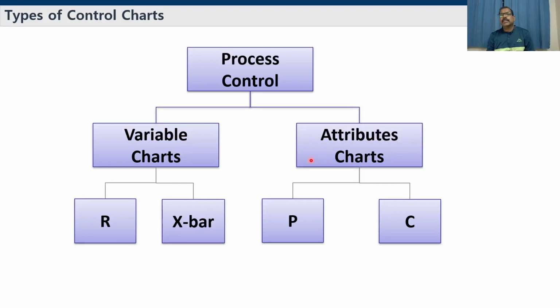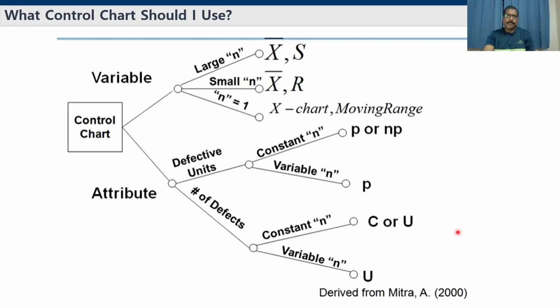Again, as I said, under statistical quality control you have statistical process control. This process control has variable charts and attribute charts. Under the variable charts, you have the R chart and X bar chart. Under the attribute charts, you have the P chart and the C chart. One by one, we'll discuss each chart in the next videos. In this video, we are just studying the basic concept of control charts.